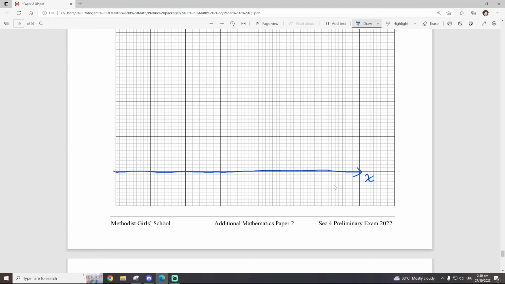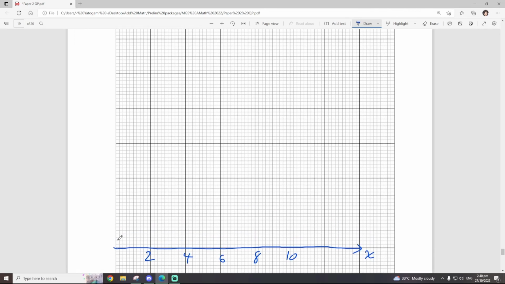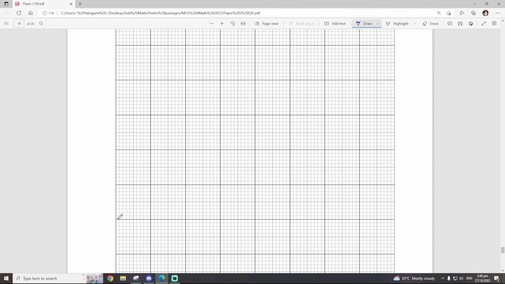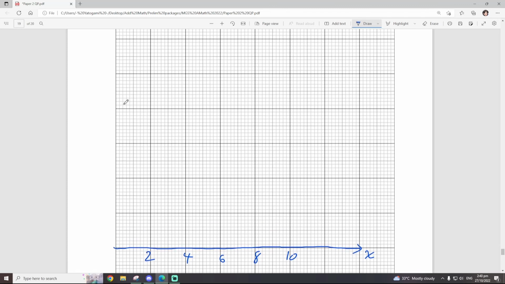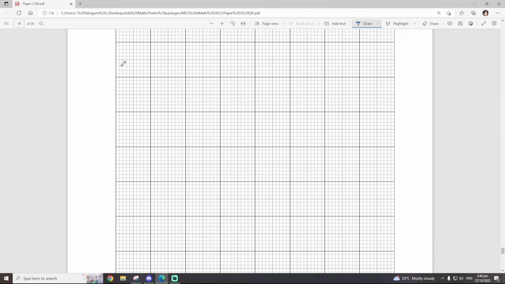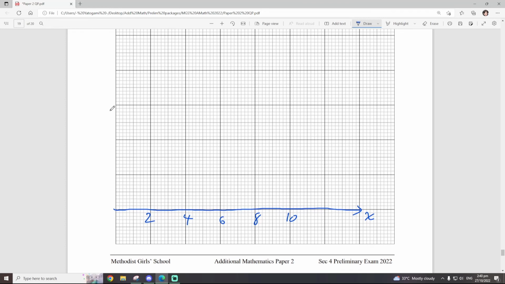This will be x. Okay, so this is 2, 4, 6, 8, and 10. Okay, and then we have a vertical axis, starts from 6.2, 6.4, 6.6, 6.8, 7.0, 7.2, 7.4. Okay, we should have enough space. So this is 7.